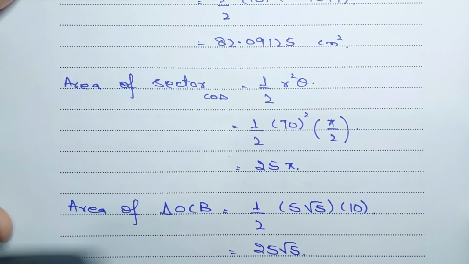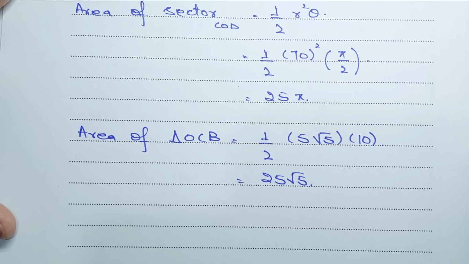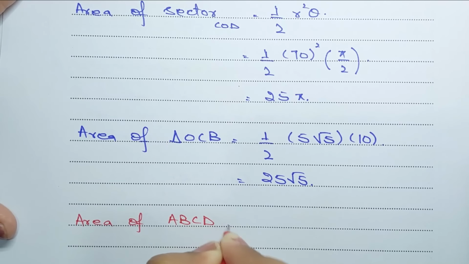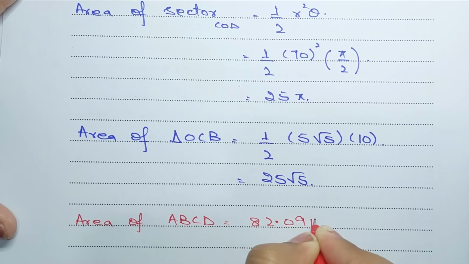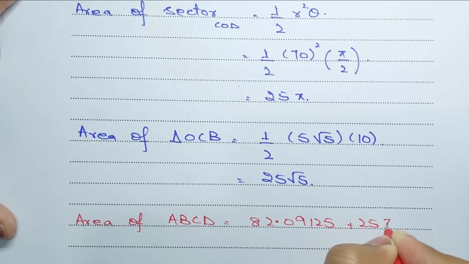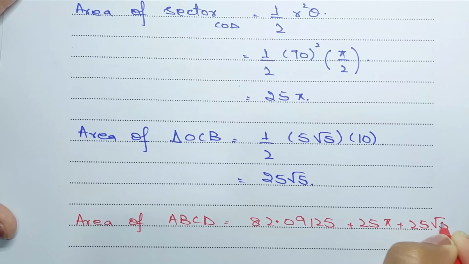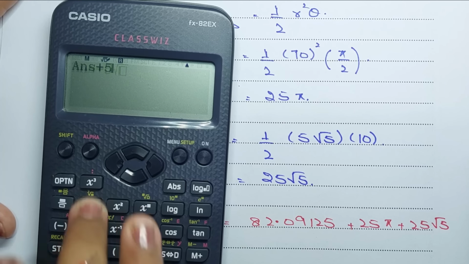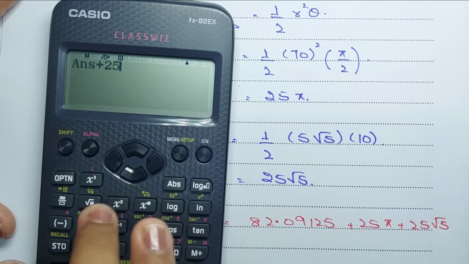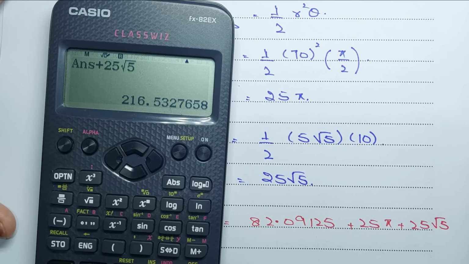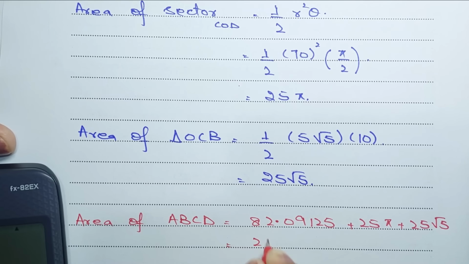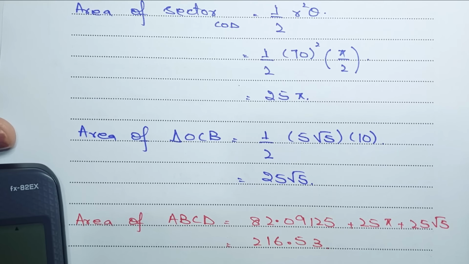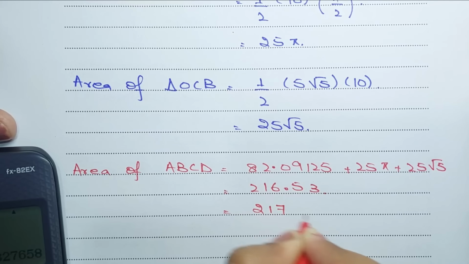So let me find the area of the shape by adding all the three areas. So we can say area of ABCD, which is 82.09125 plus 25 pi plus 25 root 5, sorry. That is 216.53, and up to 3 significant figures, it is 217 centimeters square.